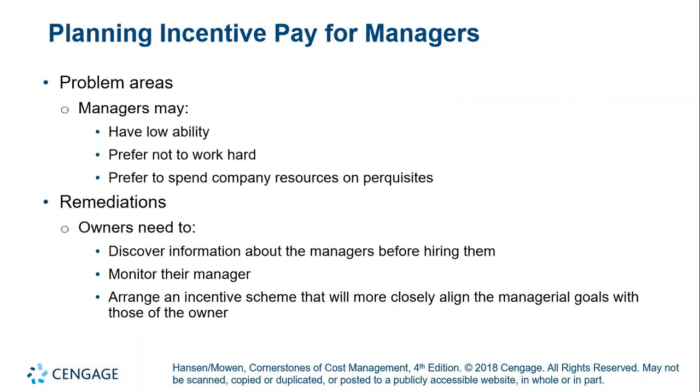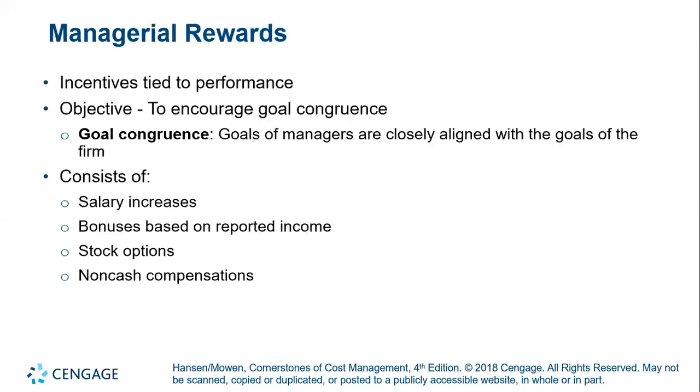Now we have to go back to one of the basic principles in finance, that is the agency problem. See to it that the manager will work in favor of the company and not make plans that will be detrimental to the company and destroy the company later. So you recall the agency problem. Now, the managerial rewards: incentives tied to performance, with the objective to encourage goal congruence.